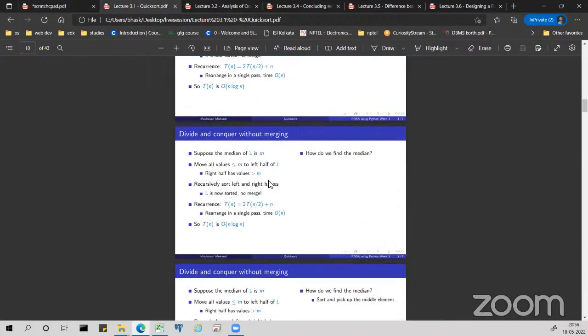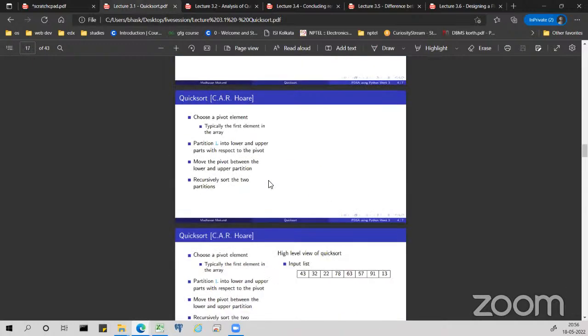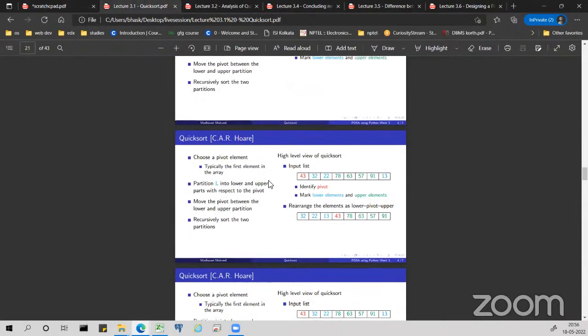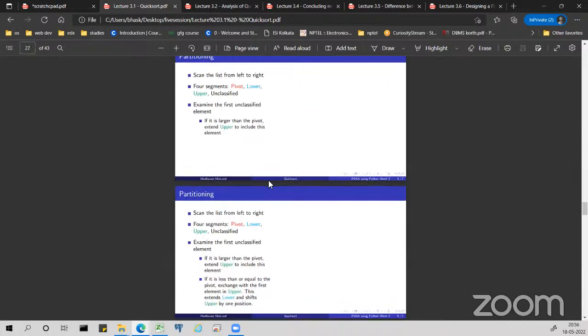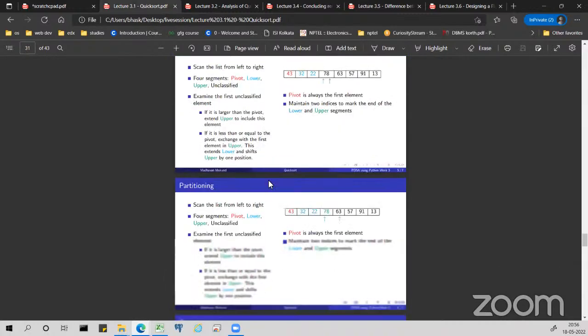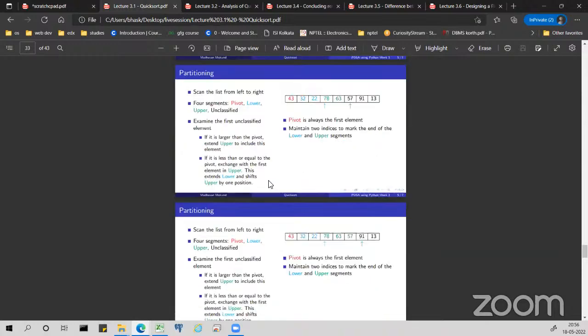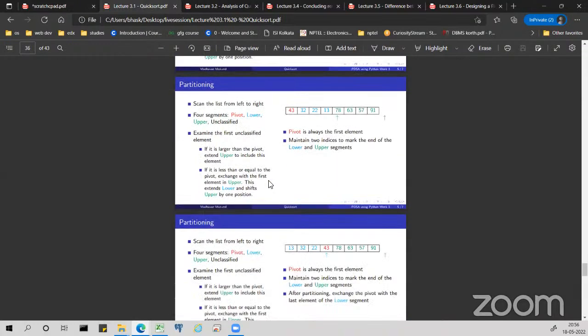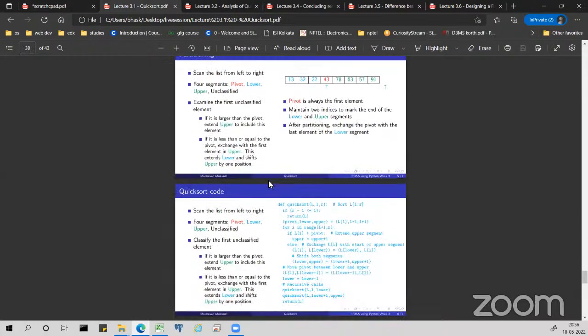Now I would explain the code itself, not in detail, since sir has also given the same example. The only thing is that he has considered the pivot to be the first element. I considered it to be the last, so that you should be aware of both types.